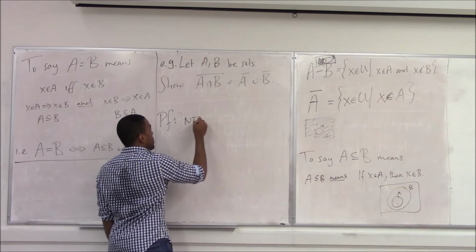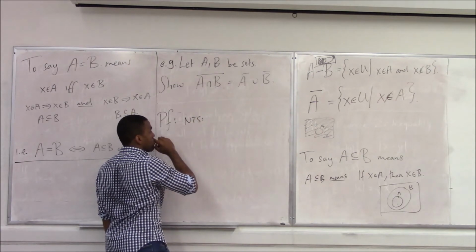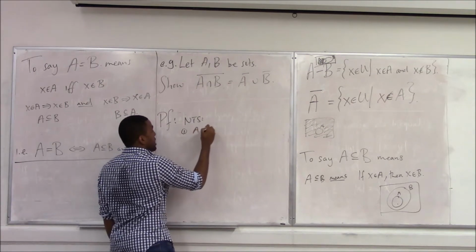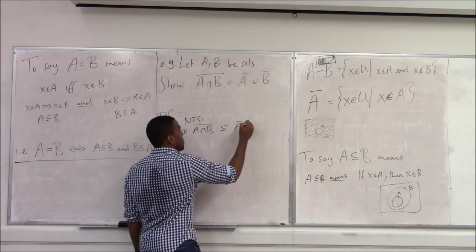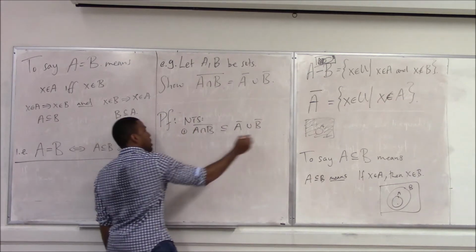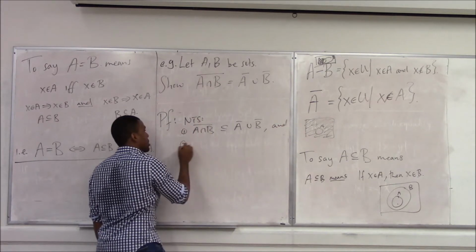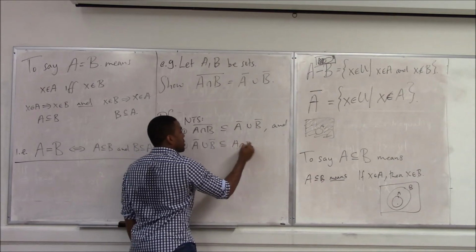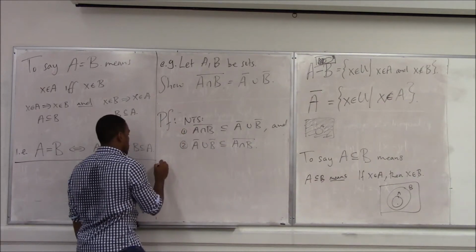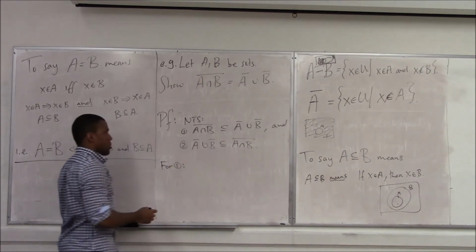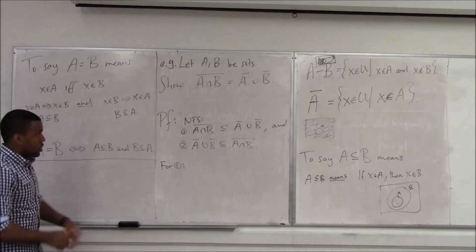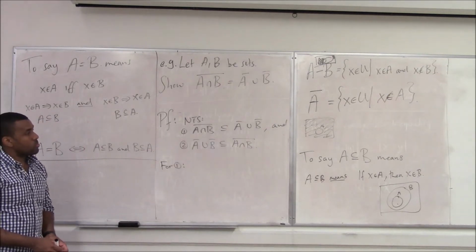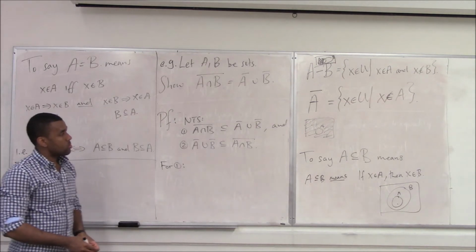We need to show the bifurcation. The left hand side is a subset of the right hand side. So we need to show that the complement of A intersect B is a subset of this guy, and we need to show that this guy is a subset of that guy. Okay, for one, how do we do this? How do you show that something is a subset? Show it applies for all elements. So we start with an arbitrary element. Show what implication?